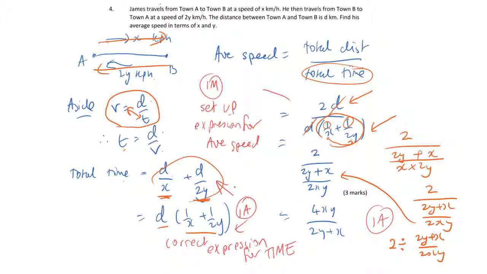We use the stay, change, flip idea. That means it's 2 times 2xy over 2y plus x, and that is why we've got 4, because you do 2 times 2, which is our 4xy, and in the denominator you've just got the 2y plus x. So I'd rate that as a pretty difficult question, but certainly one which you're going to need to work on and find out a method which suits you so that you'll be able to get the correct answer in the future.